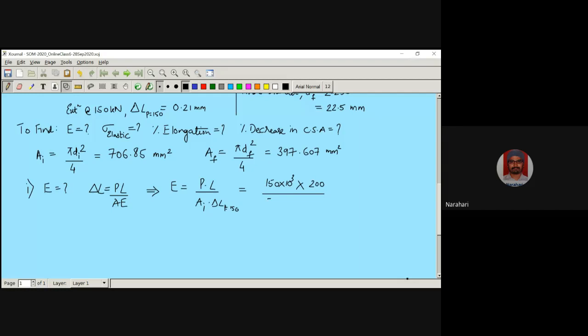I can just put 706.85. If it is very close to, like 859, then you can make this 86. So 706.86 you can make, or otherwise 706.85 is fine. Into delta L. How much is delta L? 0.21.